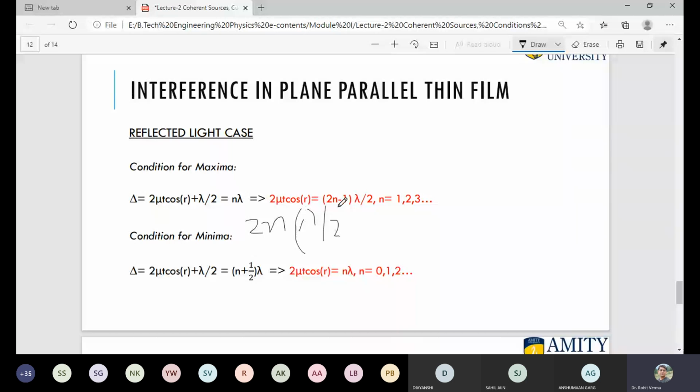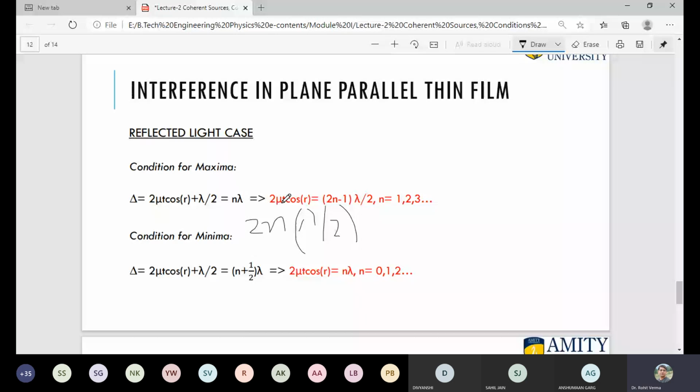So 2n times lambda by 2 is there, and if you take this lambda by 2 to the right hand side, then what will happen? Lambda by 2 is common, and in the right hand side you will get 2n minus 1 times lambda by 2. So in this way you get the condition for constructive interference, and it comes out to be 2 mu t cos r is equal to 2n minus 1 times lambda by 2, where n stands for 1, 2, 3 and so on.